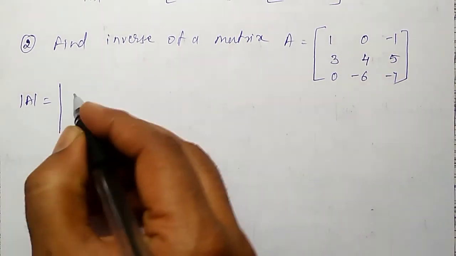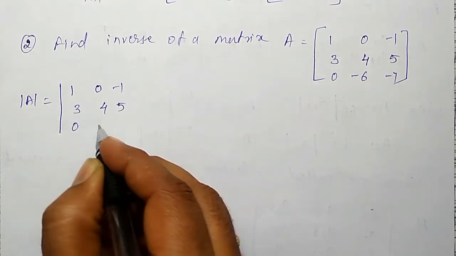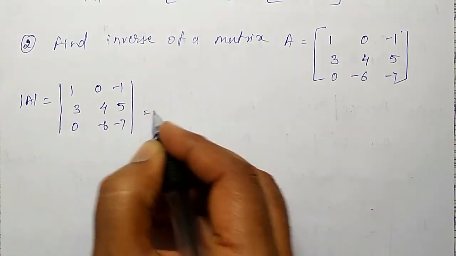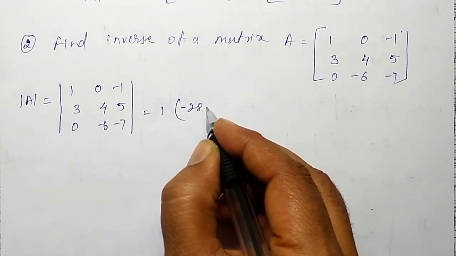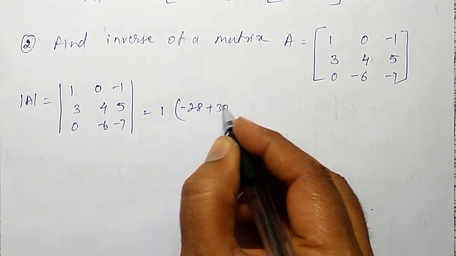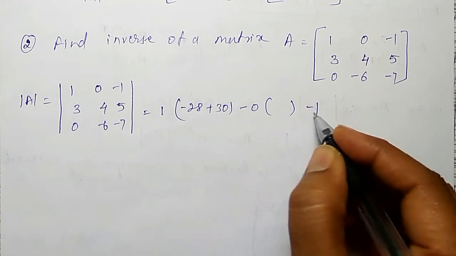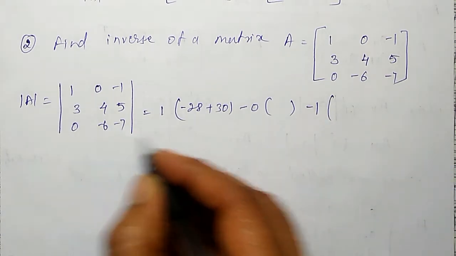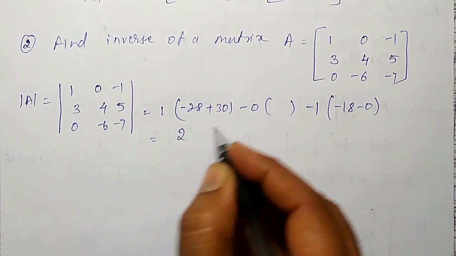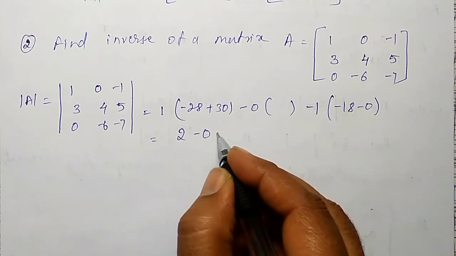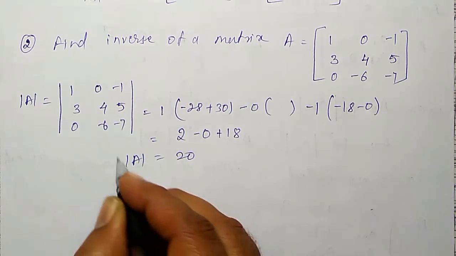Therefore, determinant of A is equal to |1, 0, -1; 3, 4, 5; 0, -6, -7|. I have to solve this. 1 into (-28 + 30), minus 0 into everything will become 0, minus 1 into (-18 - 0), which is equal to 2 minus 0, and here plus 18, which is equal to 20. Determinant of A is equal to 20.